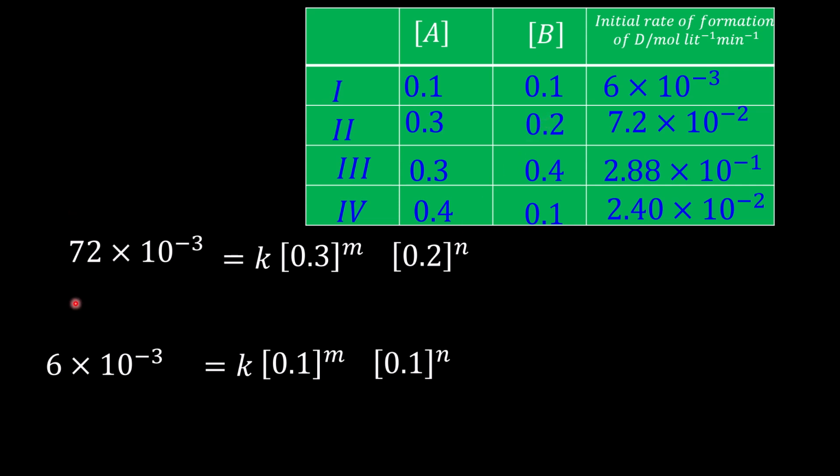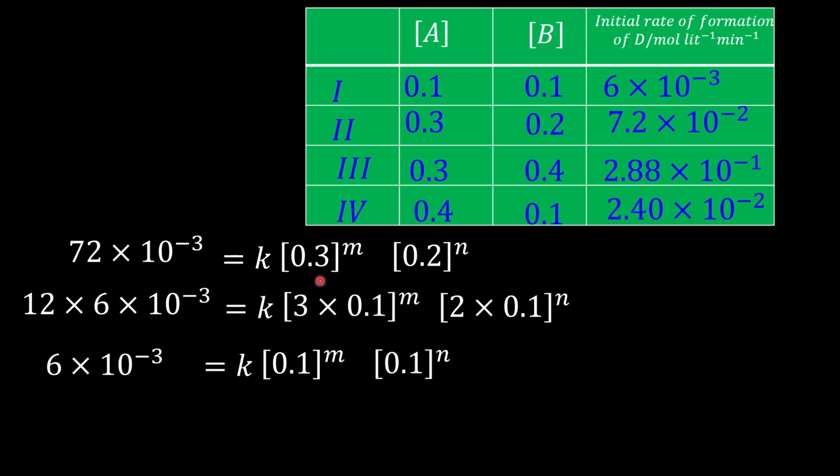Next, we change this 72 in factors of 6, that is 12 into 6 into 10 to the power of minus 3 is equal to k, and here also we change the 0.3 in terms of 0.1, and here also 0.2 in terms of 0.1. So now we can cancel the 6 into 10 to the power of minus 3, the k value, and 0.1 whole to the power m. The net result is 12, that is 3 into 4, is equal to 3 to the power m into 2 to the power n.